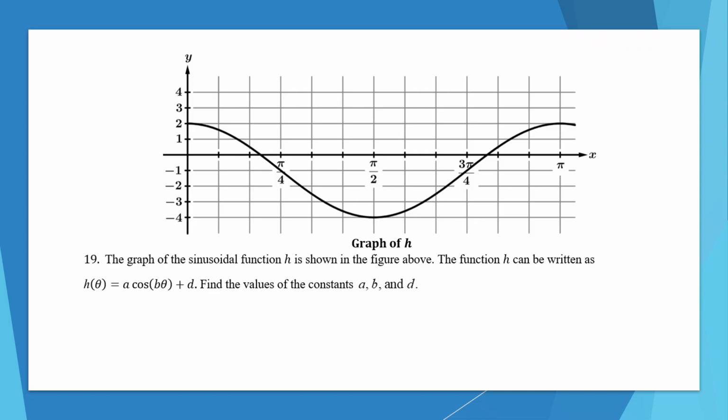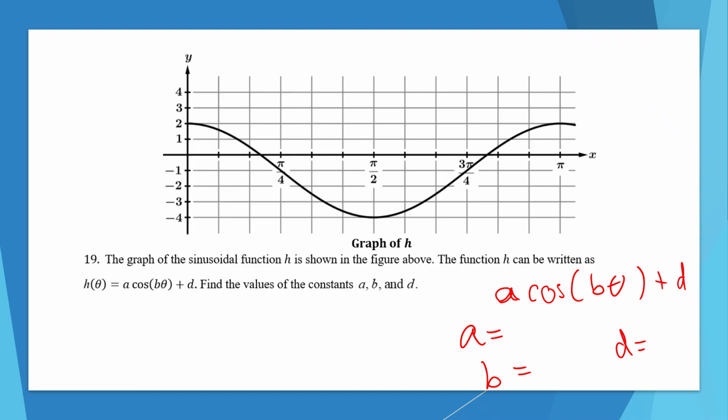All right, question number 19. Here we have the graph of H shown above. It can be written as A cosine, and then B theta plus D. And we want to find what is A, what is B, and what is D.